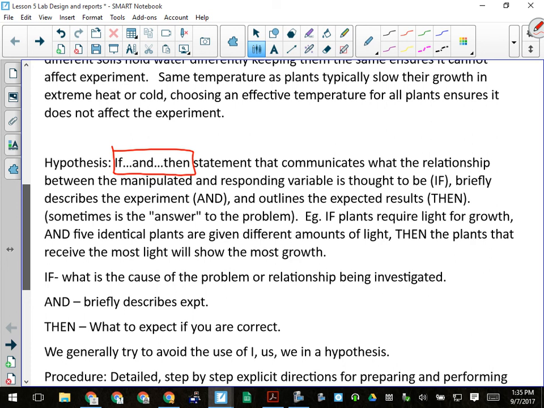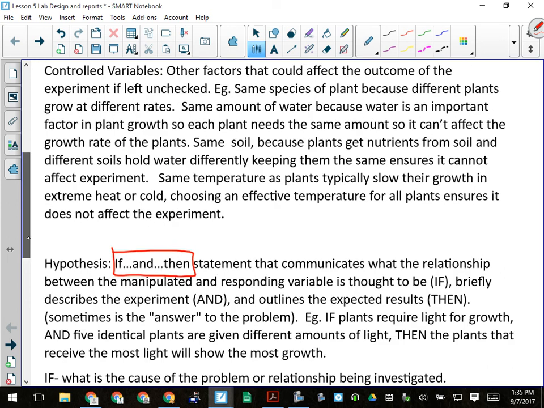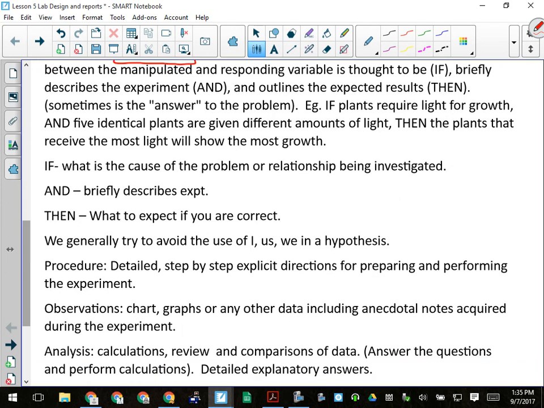Okay, so it's really important that you understand what each section of the hypothesis is about. The if is what's causing the problem, or what's the relationship being investigated. I'm saying the relationship is light makes plants grow. All right, that's what I'm saying. The and part briefly describes the experiment. I just said 5 plants are going to get different amounts of light. Okay? I would probably be more specific than that. I would say that, over the course of a month, 5 plants will receive different amounts of light, but the same amount of water or whatever.